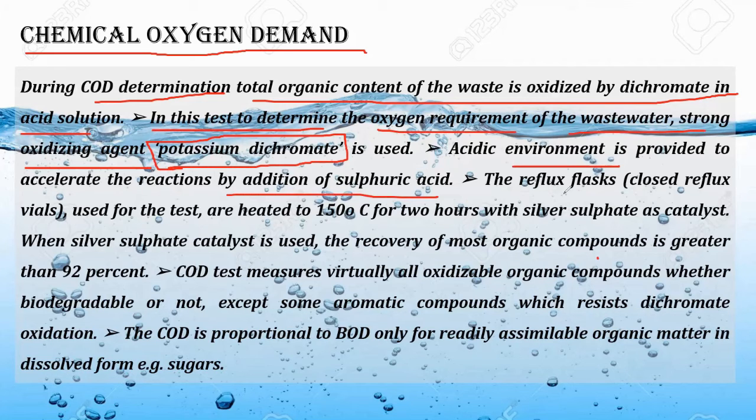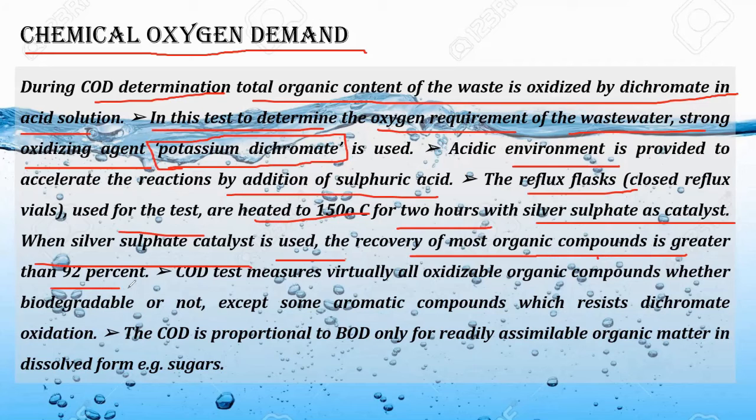Now we have to make the solution reflux. It is heated to 150 degrees Celsius for 2 hours with silver sulfate as catalyst. When silver sulfate is used, the recovery of most organic compounds is greater than 92%, which is a very good percentage. The COD test measures virtually all oxidizable organic compounds, whether biodegradable or not, except some aromatic compounds which resist dichromate oxidation. Apart from these few compounds, all compounds are taken into consideration in the COD calculation.